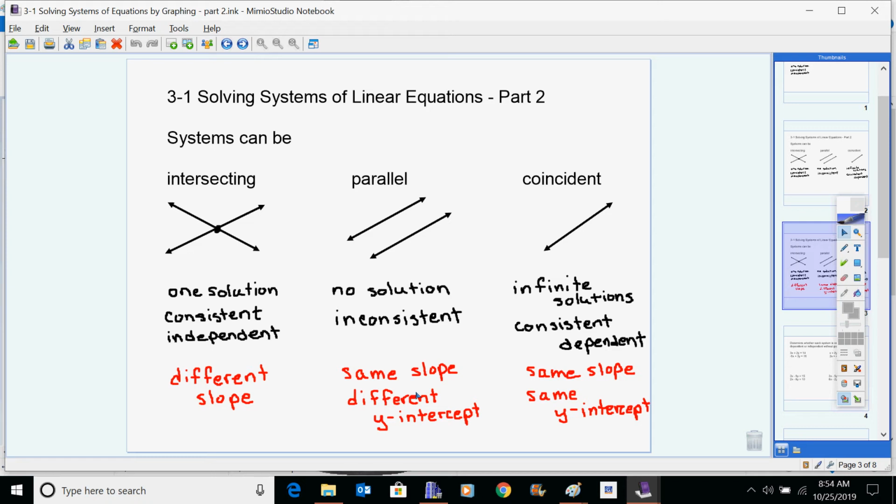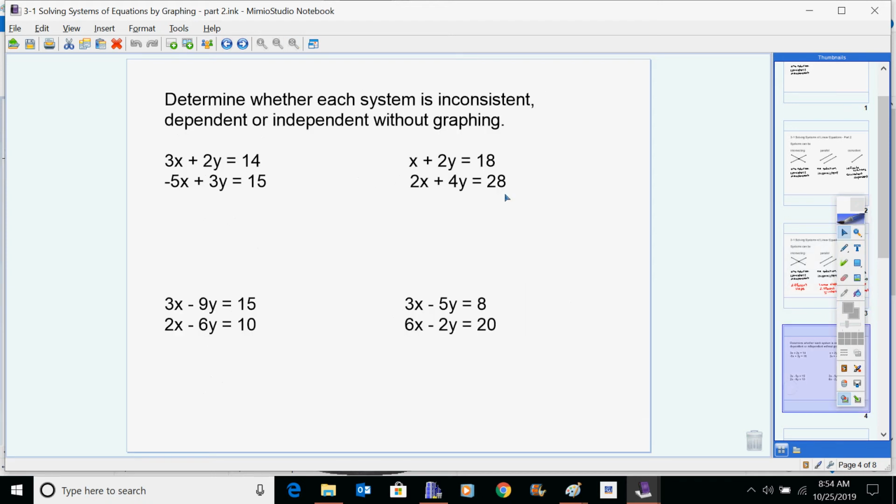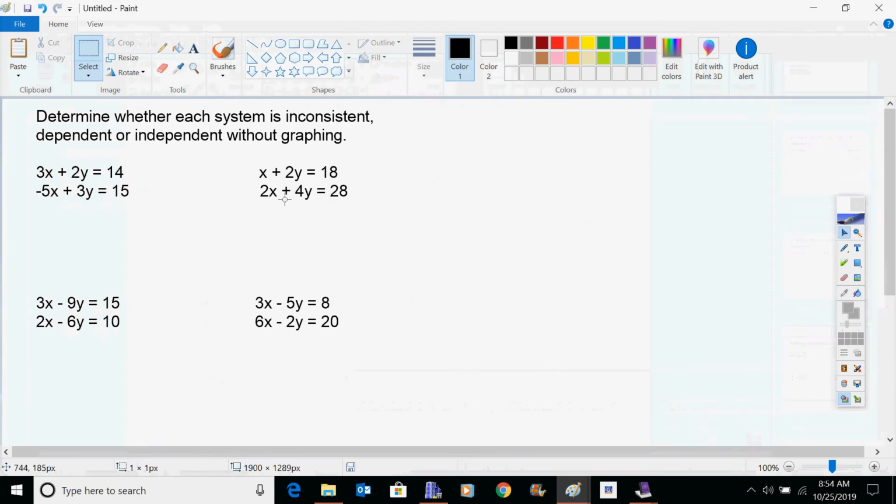So we have these equations right here in front of you. In order to determine if they're dependent, independent, or inconsistent, we're going to solve them for y, because we need to have them in mx plus b form. So let's do these. Let's bring this over here. We'll do these right here. So 3x plus 2y equals 14. Let's solve that one for y.